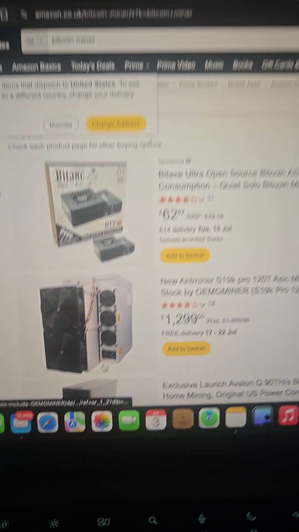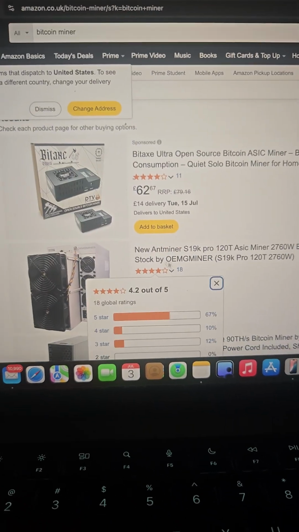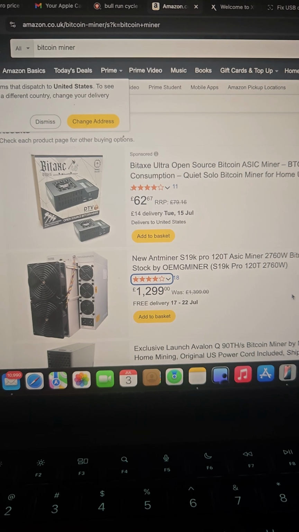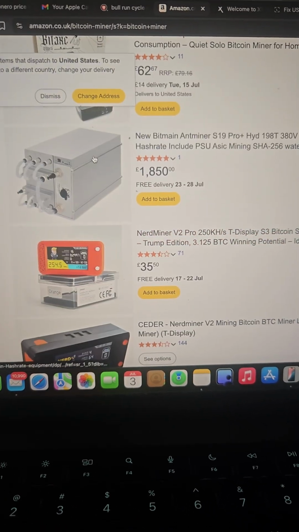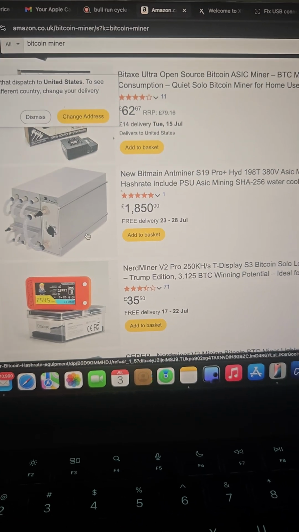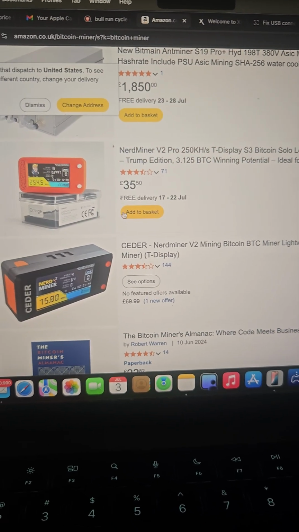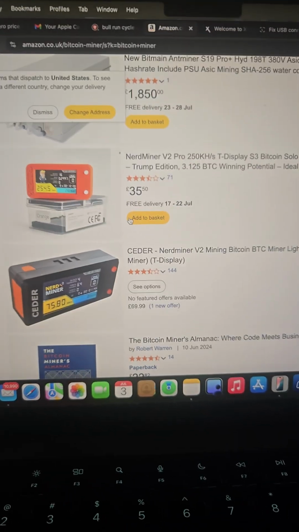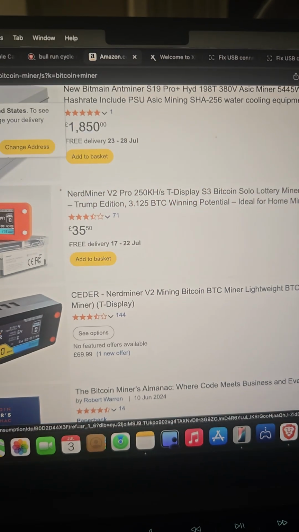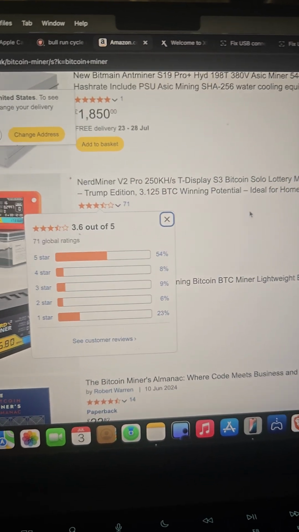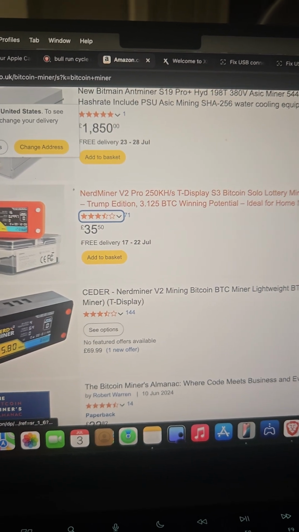Now, if you look at the price of these things, this one here is $1,300. This is an ASIC miner. Here's another one, this one is $1,900. Now, this one here is only $35. Let me give you guys a secret, something that most people won't tell you. This S3 miner you could buy for 35 or 40 bucks, and connect it to Wi-Fi in your home.